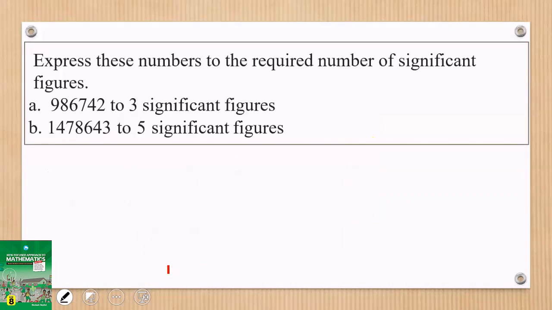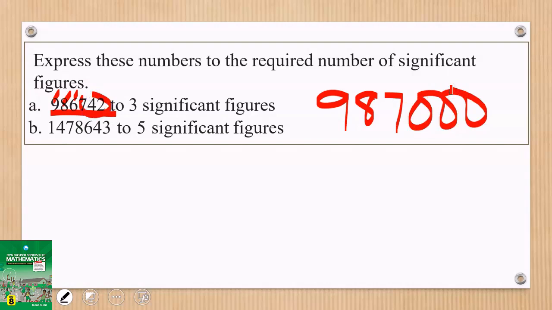Now, look at this question. Express these numbers to the required number of significant figures. This is the number. We want to round it to 3 significant figures. So we count 1, 2, 3. So we have 9, 8, 6. But the number that follows the 6 is 7, so it's going to round up to make it 7. Now after that, how many digits do we have left? 3. So we put in 0, 0, 0. So 986,742 to 3 significant figures will give us 987,000.